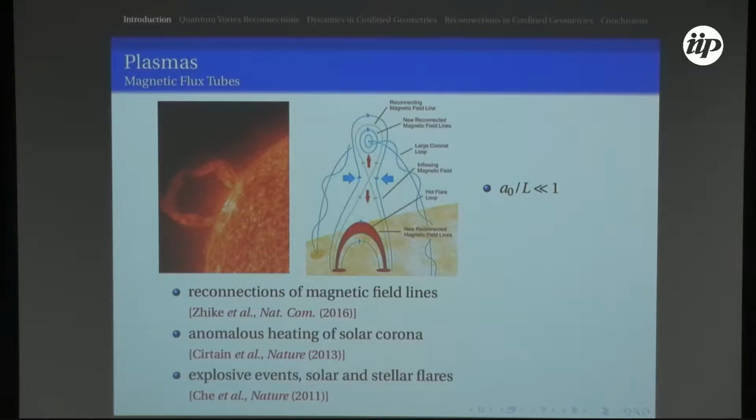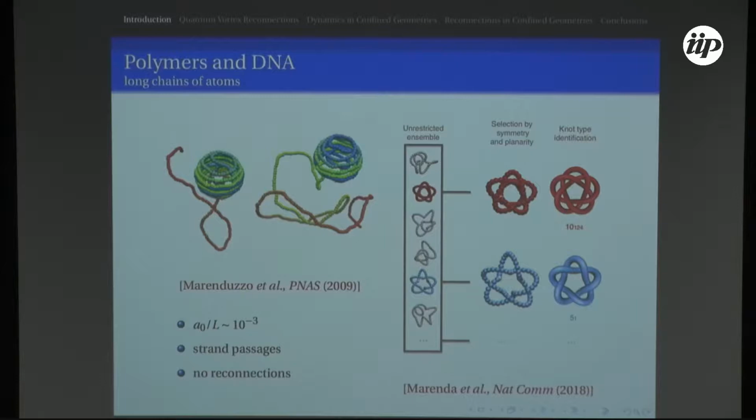Then also in polymer physics and DNA, the filamentary structures are long chains of molecules, mainly proteins. And here this is the ratio between the core size and the length, so we see that they are mostly elongated structures. And here there's a dynamics which has to do with topology. It is actually interesting to say that in this case it's not real reconnections. It is strand passages. There is a mechanism by which they recombine, but after which they continue. So it's not a real reconnection as we intend, for example, in MHD or in classical and quantum fluids.